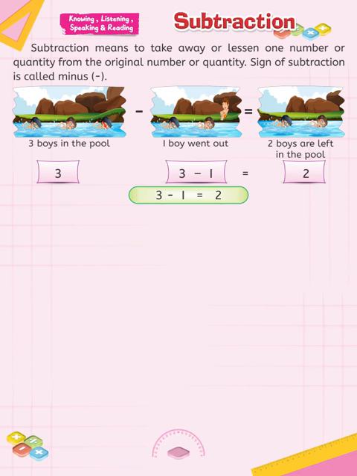There are 3 boys in the pool. One boy went out. 2 boys are left in the pool. We can show them all together. We use minus and equal to write it. How many boys are there in the pool now? 3 minus 1 is equal to 2.